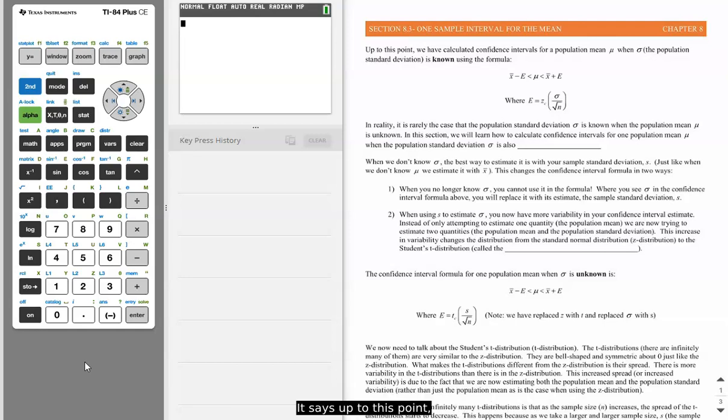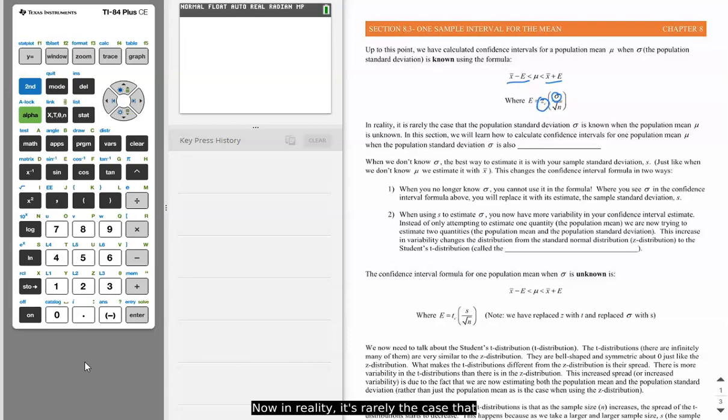So it says up to this point, we have calculated confidence intervals for a population mean, mu, when sigma, which is the population standard deviation, is known using the formula. So we had the sample mean minus the error, sample mean plus the error, where error was sigma, the population standard deviation, and we saw z of c because it was the normal distribution.